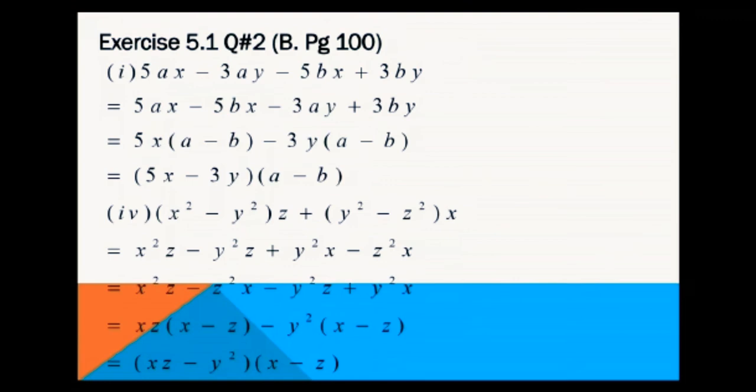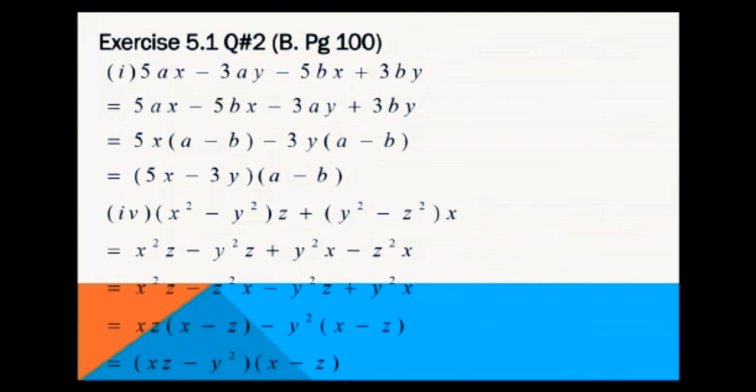So 5ax and 5bx, they have 5 as a common and x as a common. A minus b will be inside, and minus 3ay plus 3by will be written together. You will get minus 3y as common inside a minus b. A minus b is again common, so 5x minus 3y will be combined in one bracket. This is a factorized form.